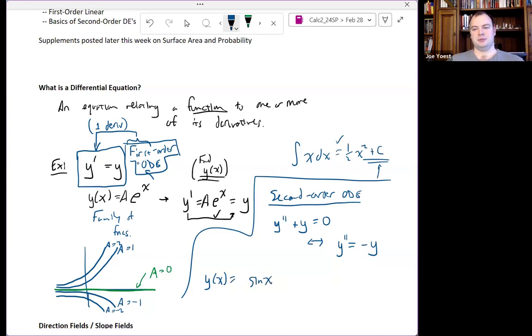Maybe sine x. Its derivative is cos x. The second derivative is negative sine x, which is negative y. If I had 3 sine x or negative 5 sine x, that would also be a solution. So I could say a times sine of x.